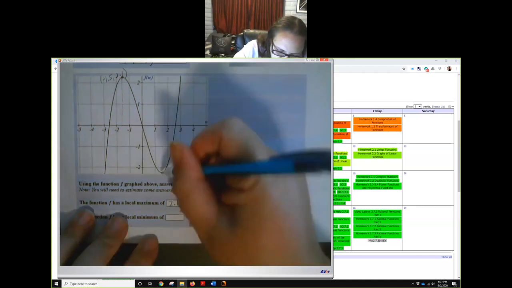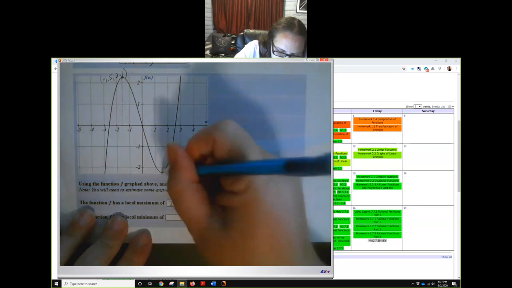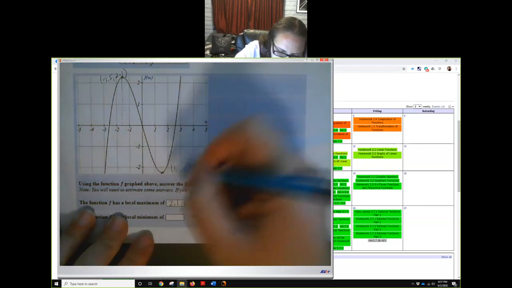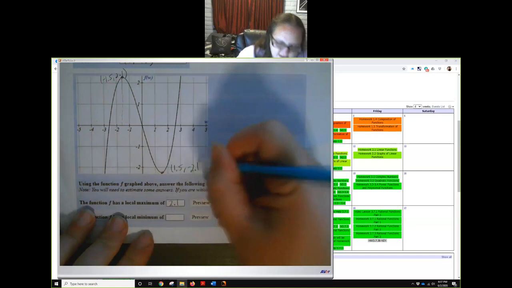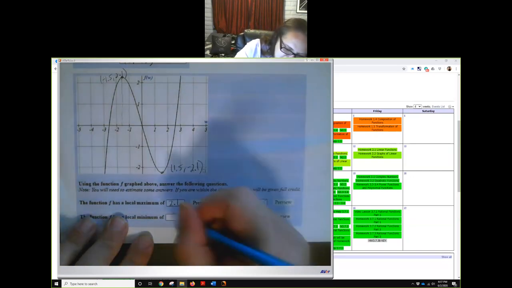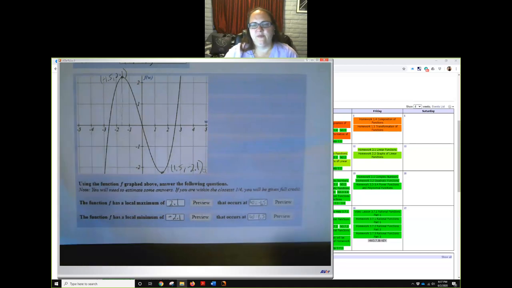And a local minimum, that's the lowest point, a point where it turns around. This looks like it's positive 1.5 and negative 2.1. So a local minimum of negative 2.1 at w equals positive 1.5.